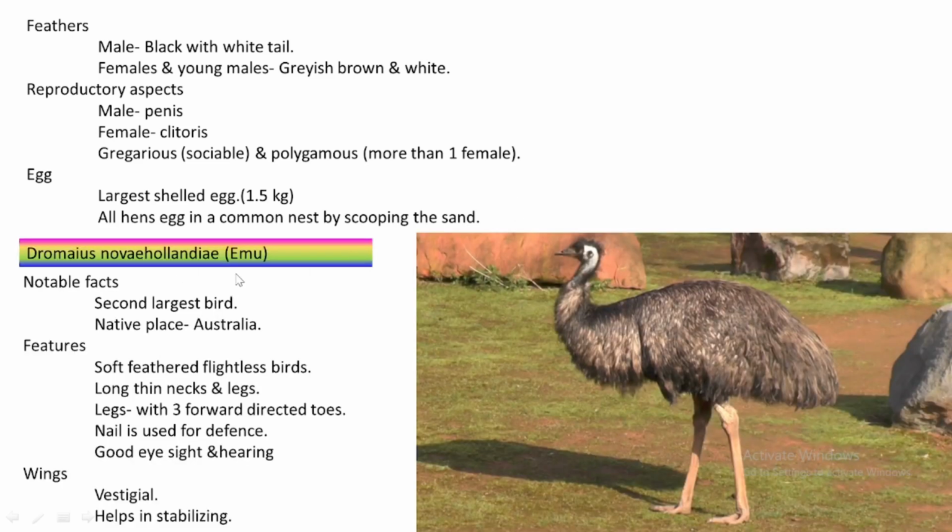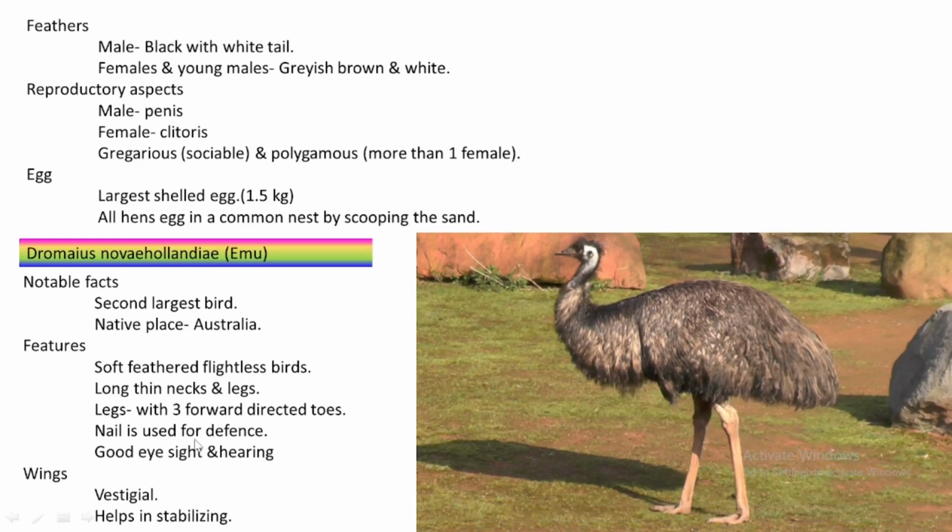Next example for Paleognathae is Dromaeus novaehollandiae, and its other name is easy to remember, that is emu. What are its notable facts? It is the second largest bird, and its native place is Australia. Other features: they are soft-feathered flightless birds, with long thin necks and legs with 3 forward-directed toes.